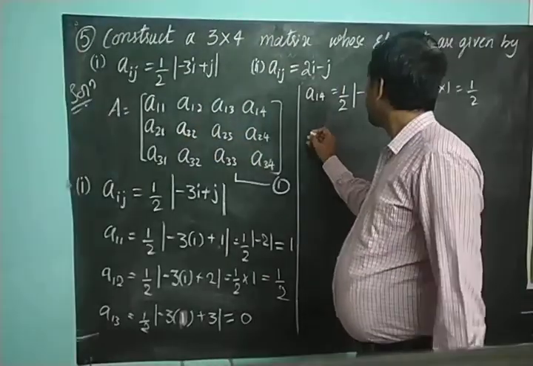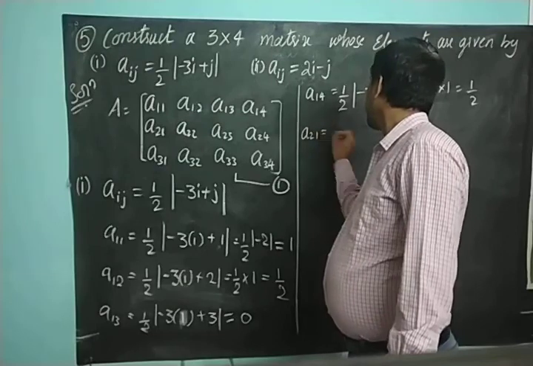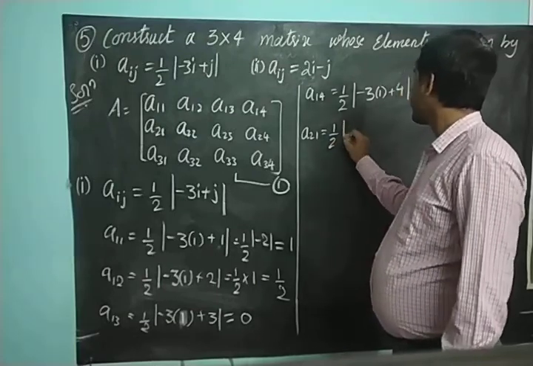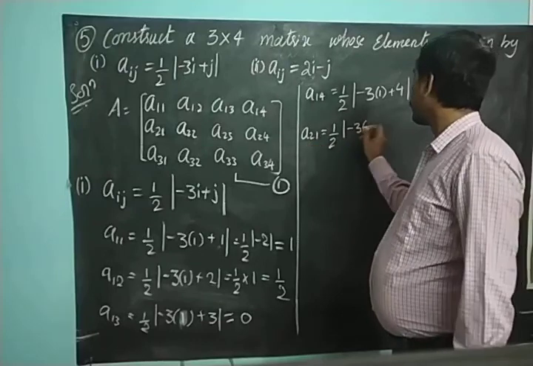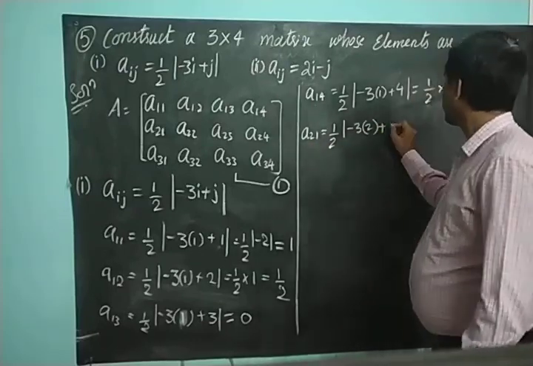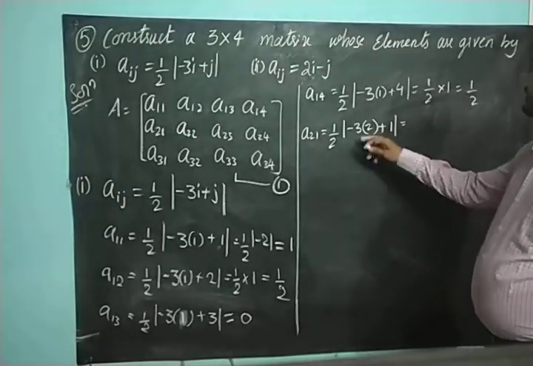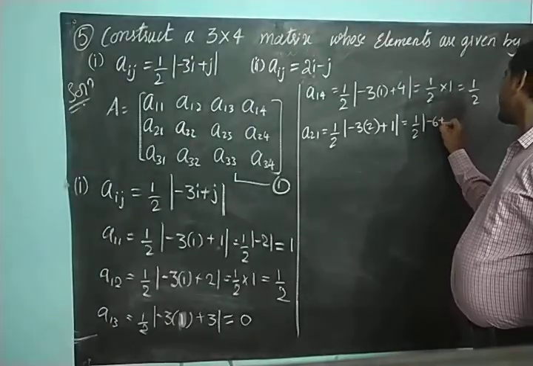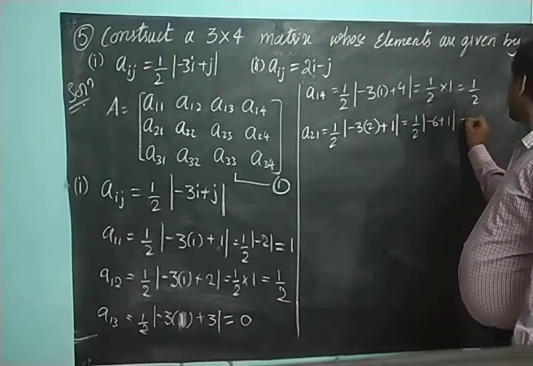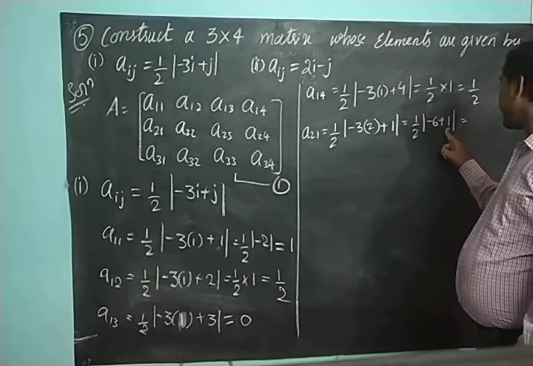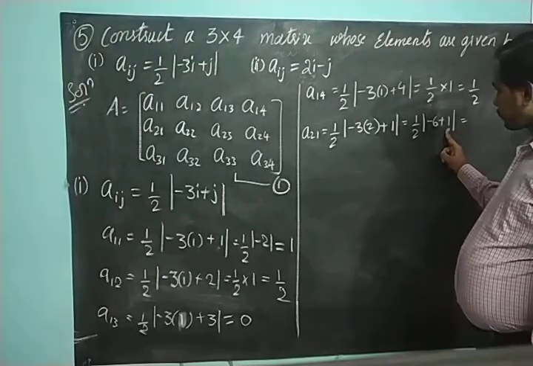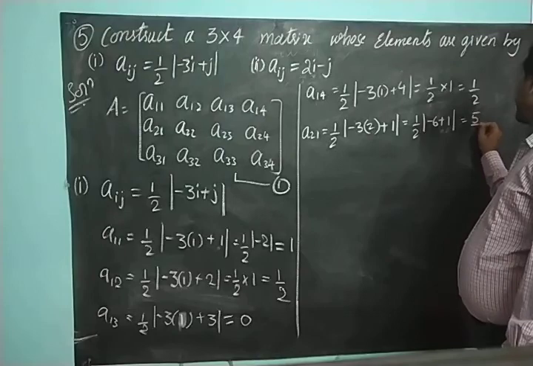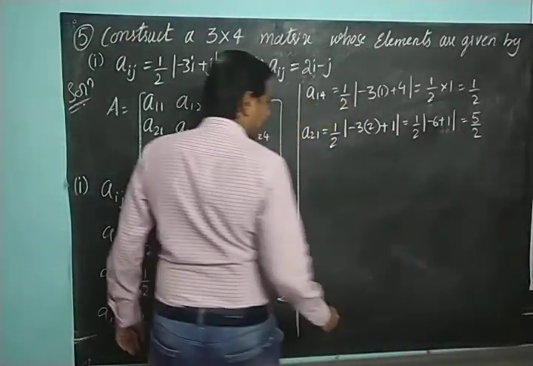We need to find A21. A21 is 1 upon 2 as it is, minus 3 into I is what? 2. J is what? 1. So what we get? Minus 3 into 2 is minus 6 plus 1. So we get the value as minus 5. If I take out the mod, what will be remaining? It will become plus 5. That is 5 by 2. Right? A21.